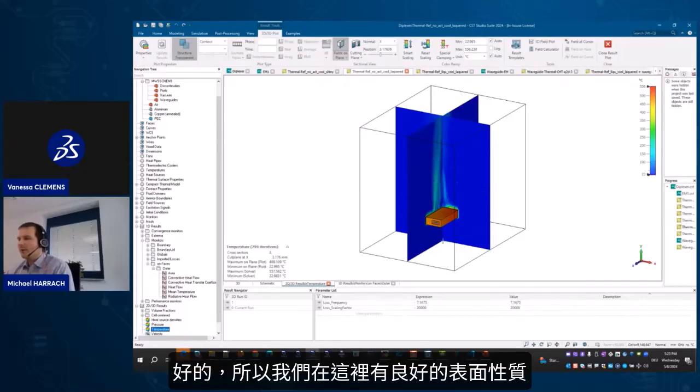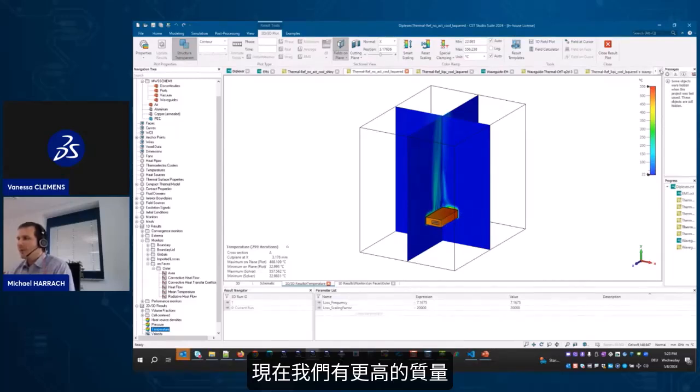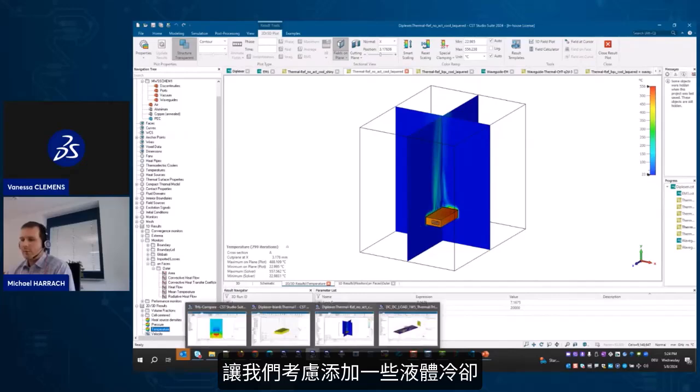Okay, so we have good surface properties here now. We have a high emissivity. We have a much lower temperature, which is still really high. So what do we do? Let's think about adding some liquid cooling.